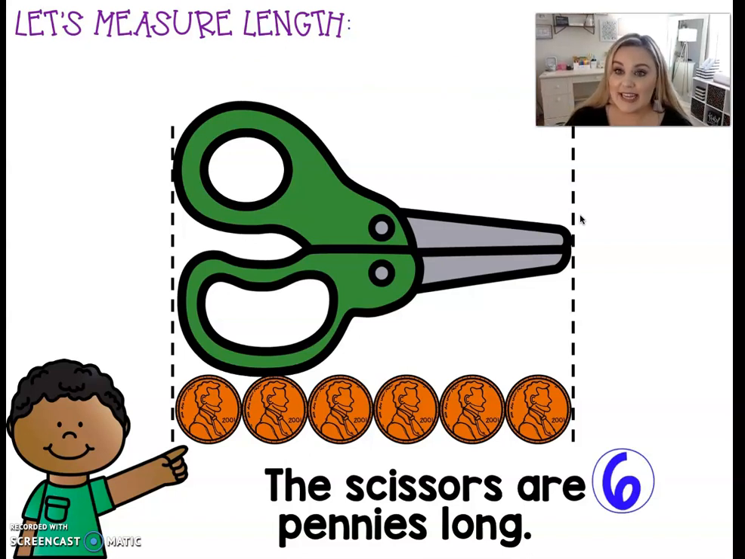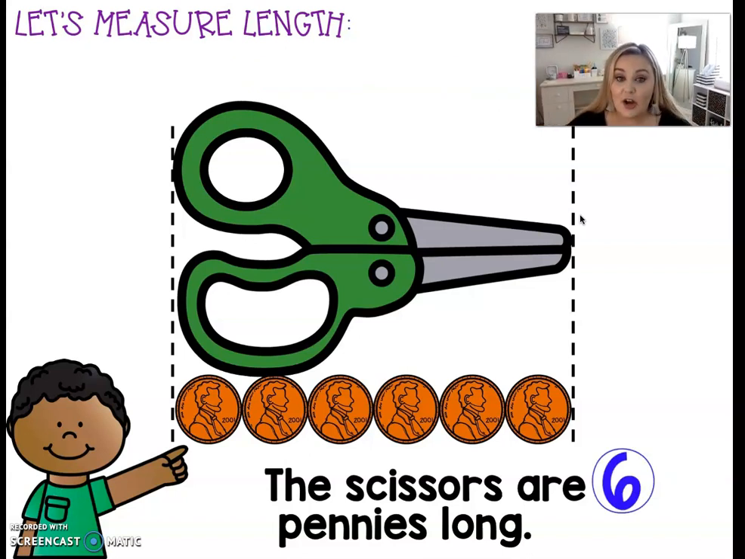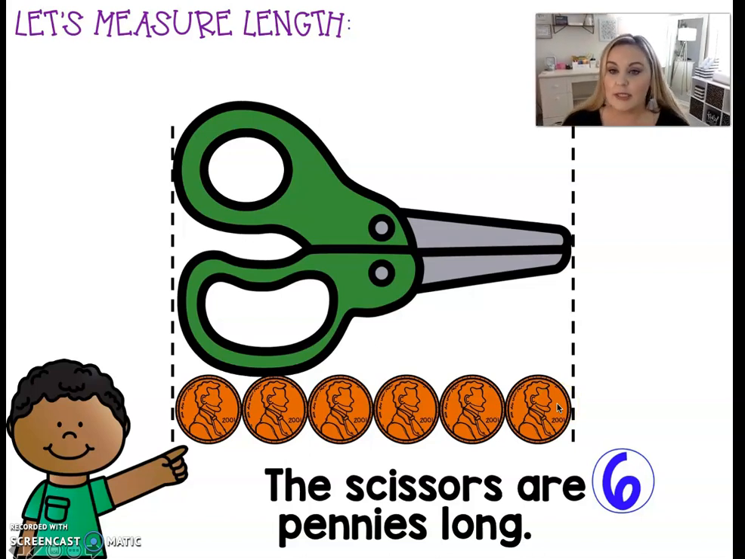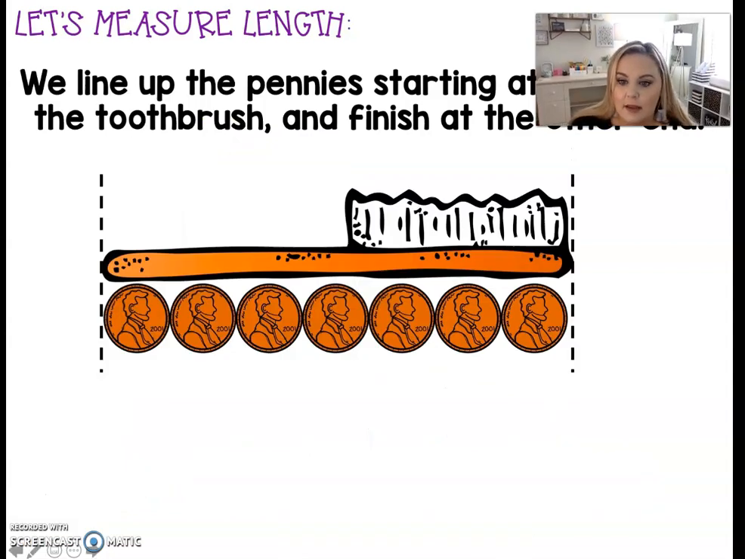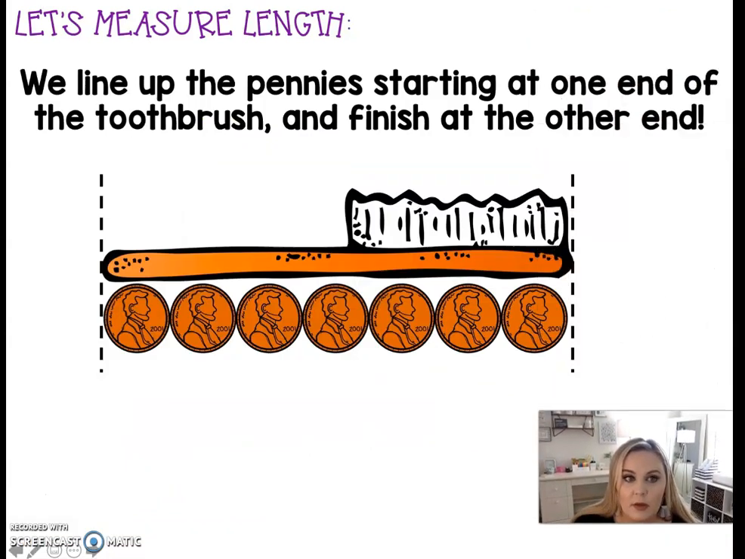Did you say 6? The scissors are 6 pennies long. Let's double check. 1, 2, 3, 4, 5, 6. Way to go. Everyone say self. You are fabulous. Nice job. Coming back down here now.